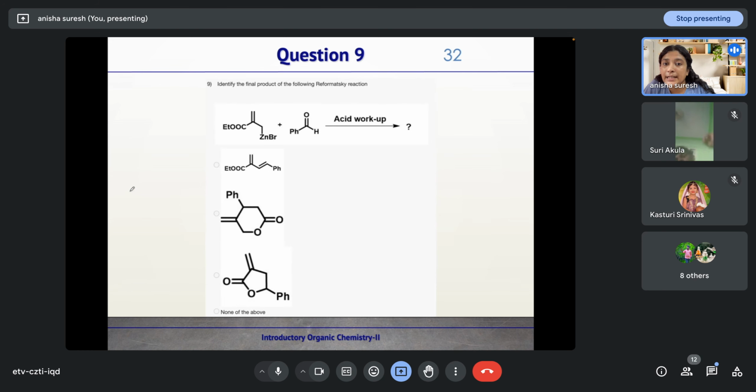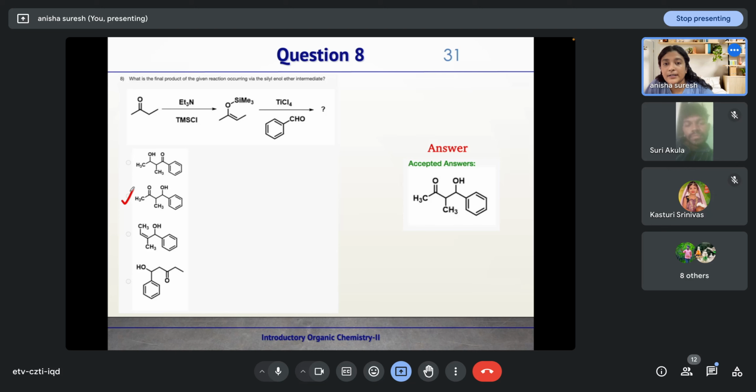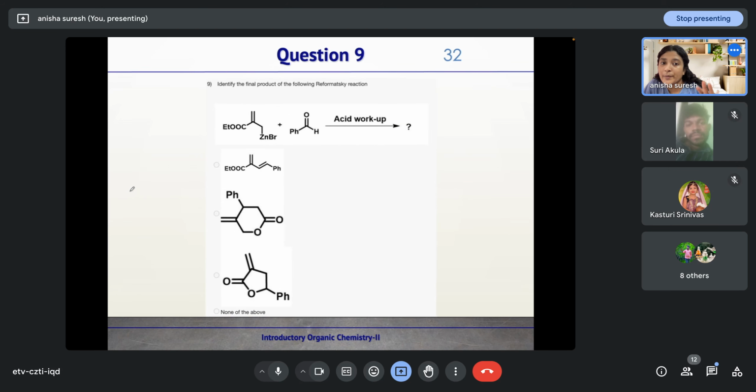Now coming to question number 9. Identify the final product of the following Reformatsky reaction. The Reformatsky reaction is also a sort of aldol condensation reaction where a zinc bromide source is involved. Here we have a silyl enol ether. As in the Mukaiyama aldol, in the Reformatsky reaction this sort of zinc intermediate will also be involved. So these are the starting materials given, and upon acid workup, what is the major product formed?